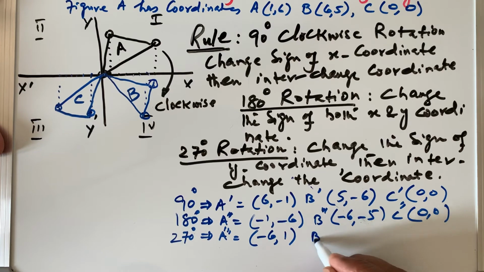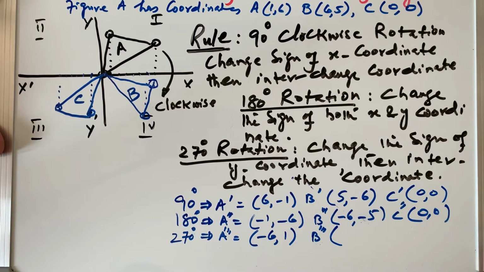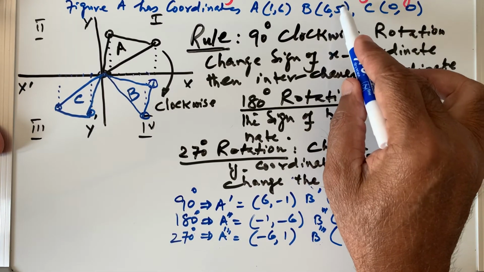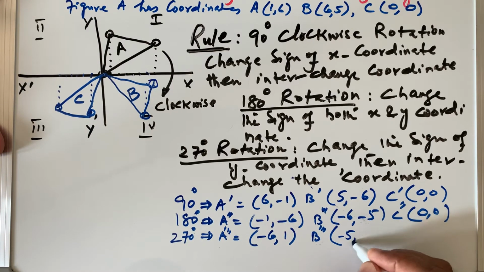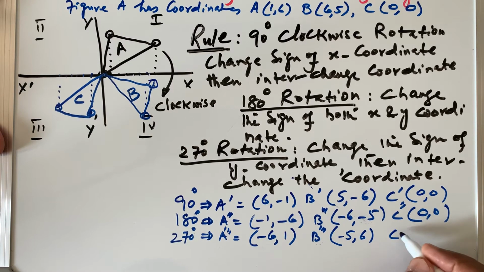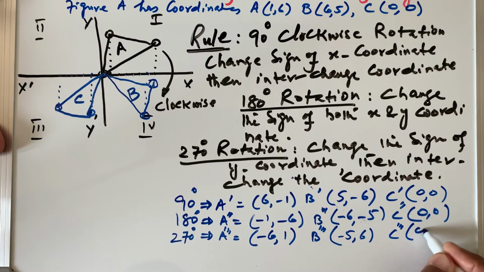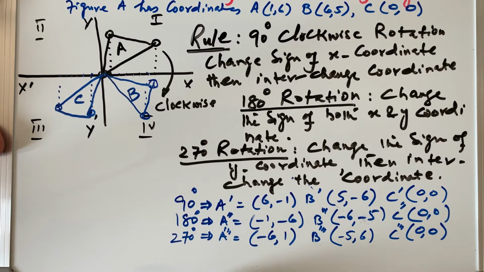Then you have B triple dash. B triple dash is a 270 degree rotation: change the sign of the y coordinate, so minus 5, and then flip it. So you have minus 5 and 6. C triple dash will be 0, 0, which doesn't have any impact on shifting.